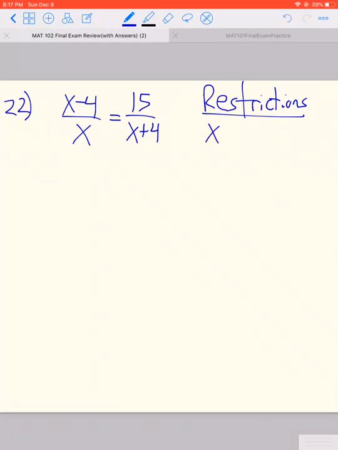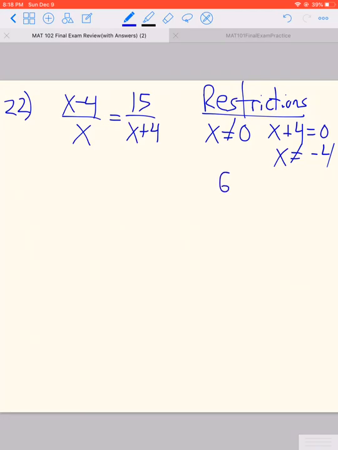If I take the first denominator and set it equal to 0, we directly get the value x equals 0. When I set the second denominator equal to 0, we solve and we get the value x equals negative 4. So we have two restricted values in this case. They are going to be 0 and negative 4.